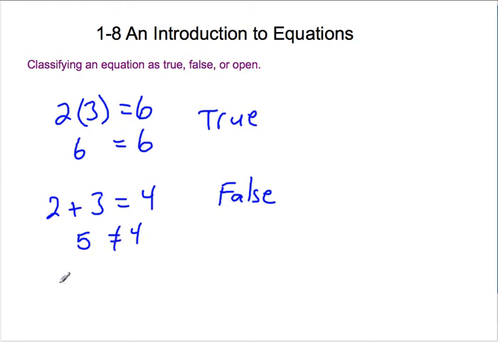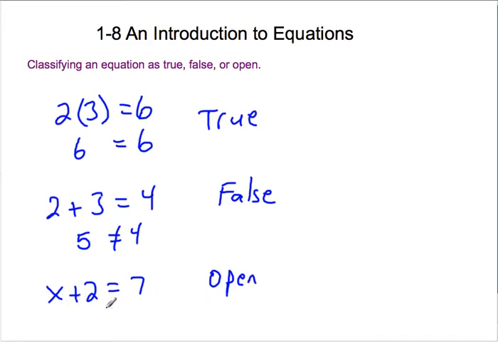And then an open equation would be something like this: x plus 2 equals 7. And that's open because we don't know what x is. So if x is 3, then this would be false. But if x is 5, it's true.